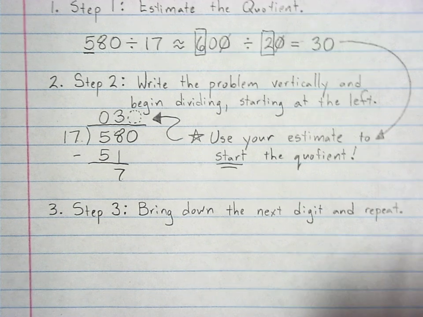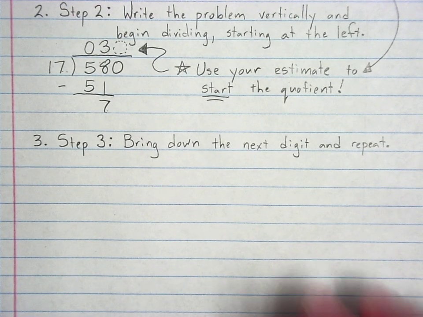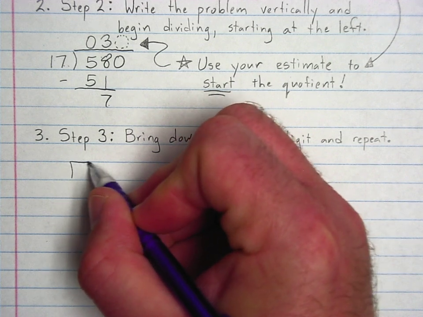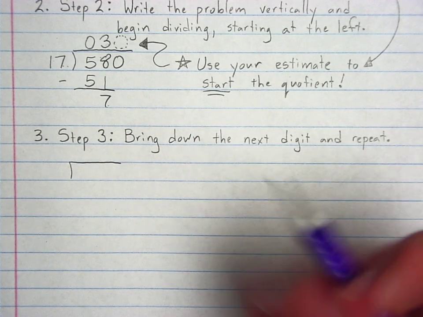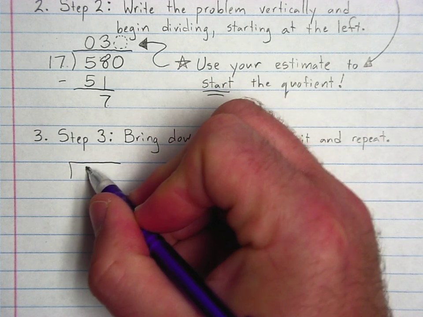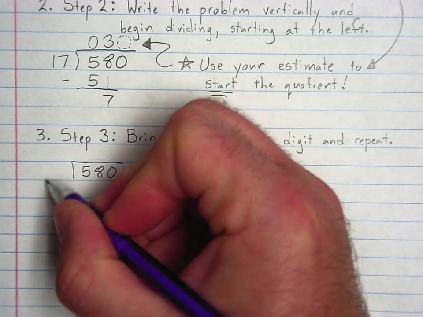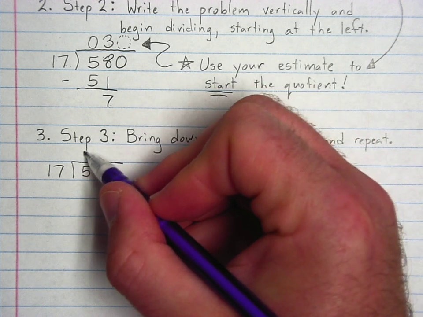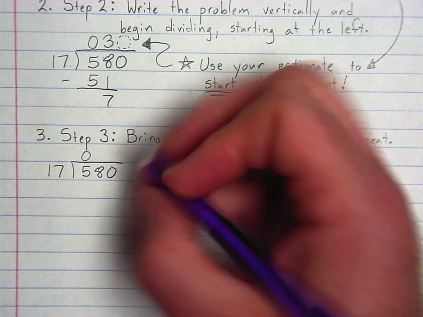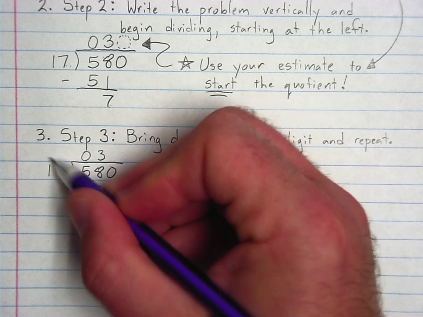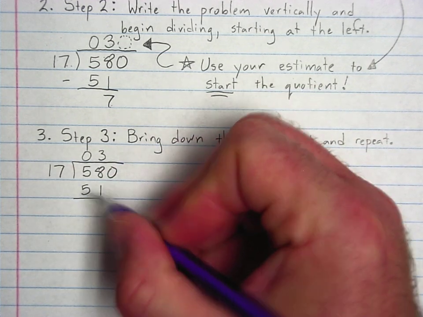Okay. Slide this up a bit. I know everybody hates having to copy this over and over again, but I want you to see piece by piece, step by step. So, dividend inside, divisor outside. 17 went into 5 no times. 17 went into 58 3 times. 3 times 7 was 21. We did that part already.